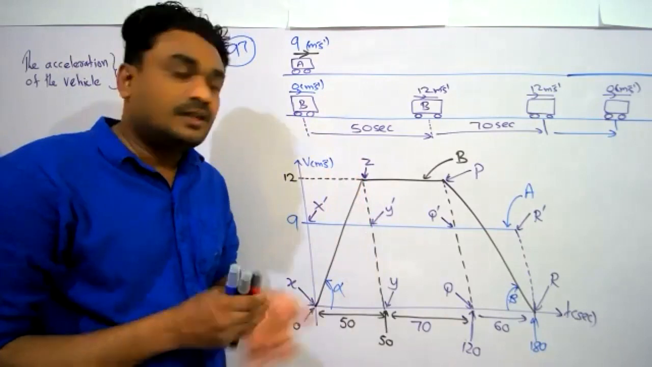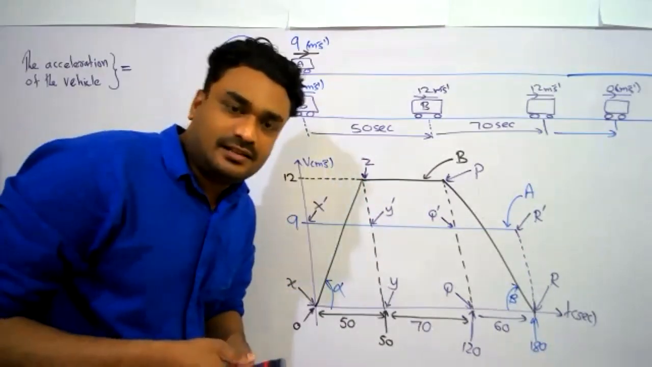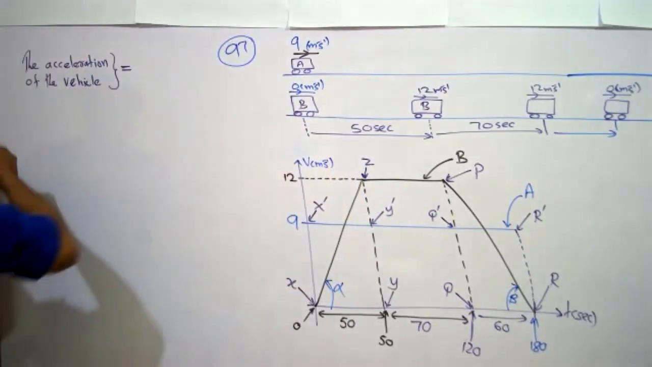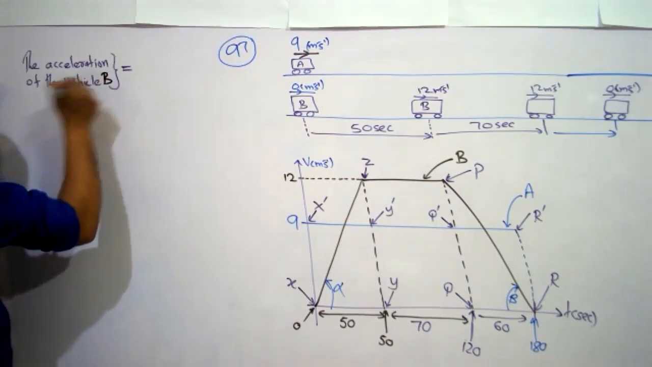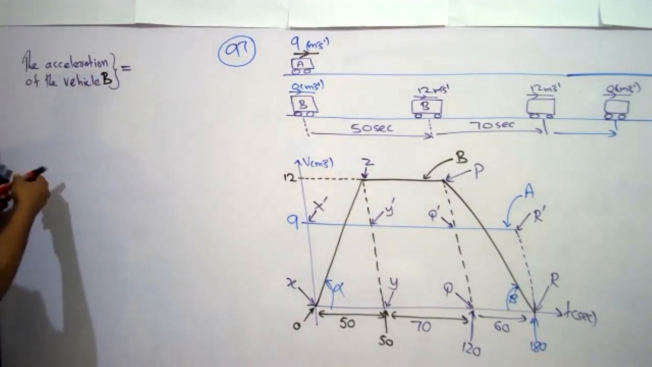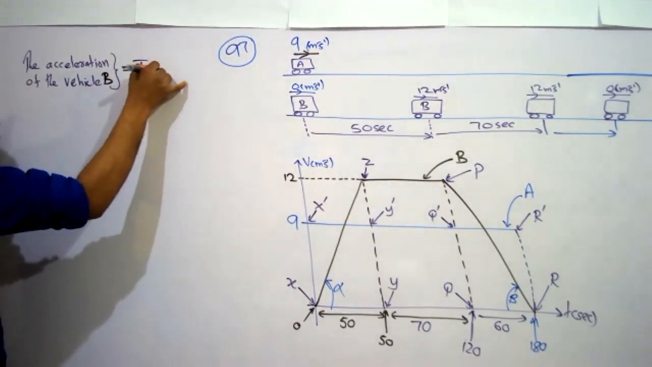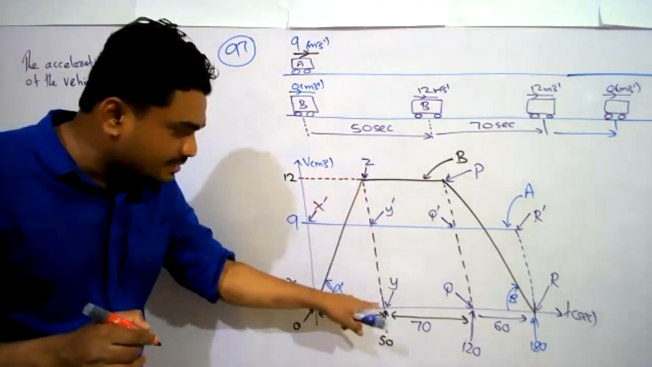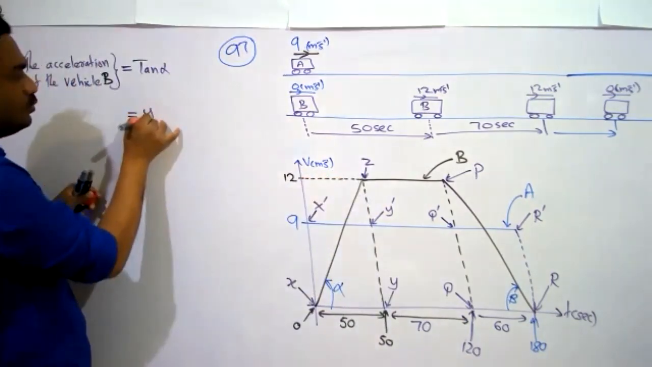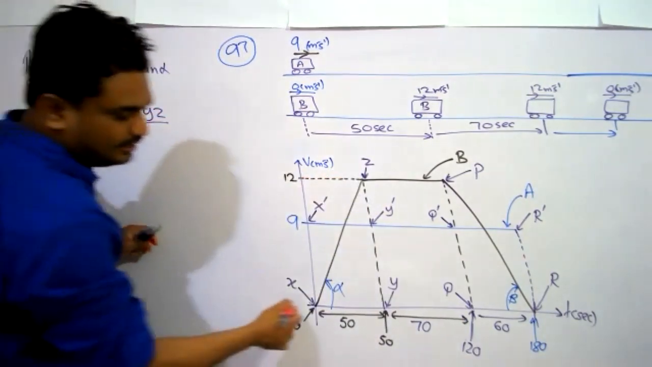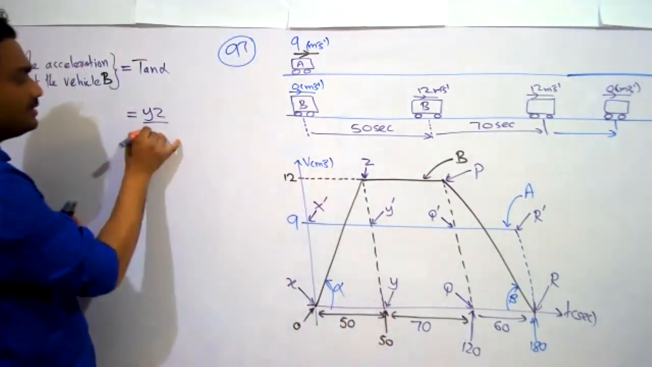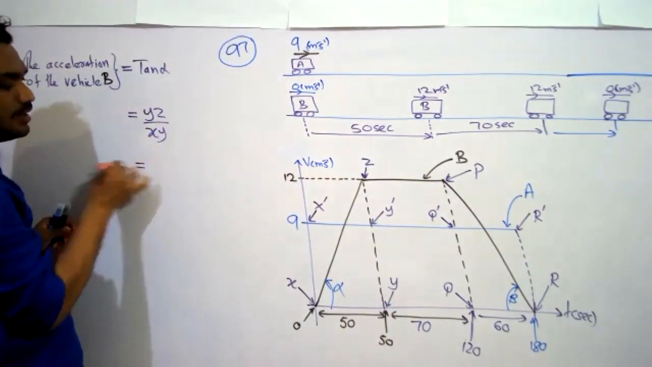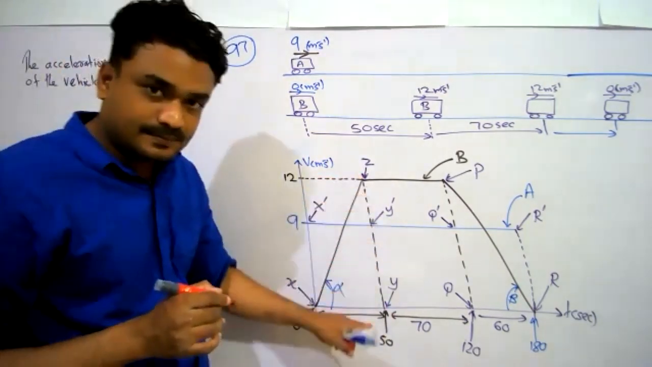See the gradient? Yeah, gradient. So that is tan alpha, right? Very good. So the acceleration of vehicle B is tan alpha. So tan alpha means opposite side. Opposite side is YZ divided by the adjacent side, that is XY. What is YZ, dear? What is YZ?